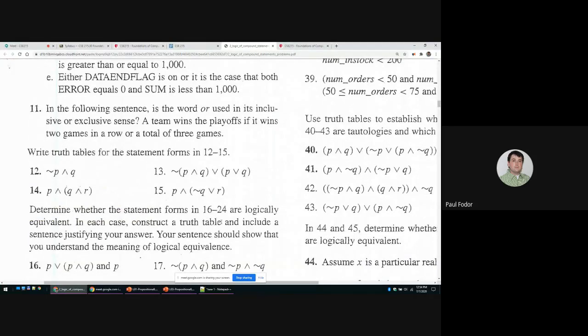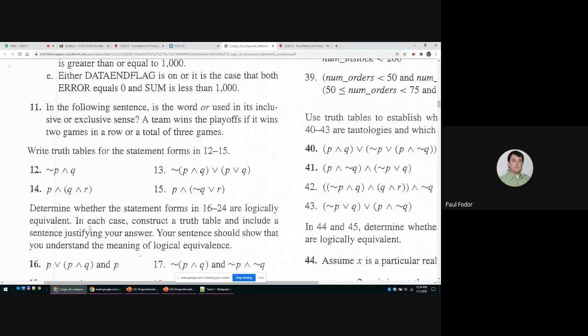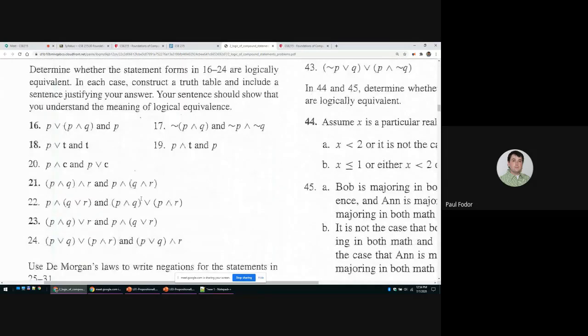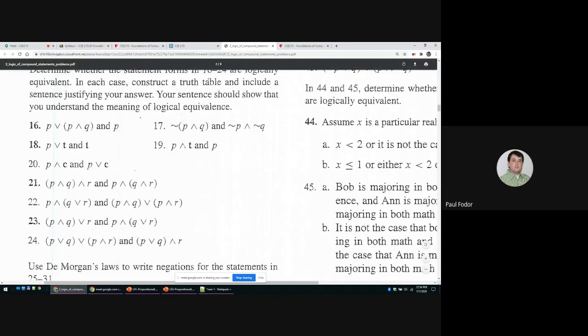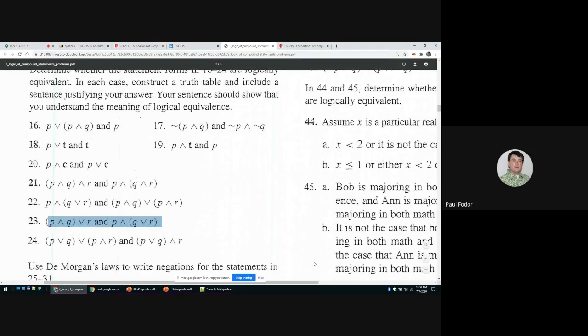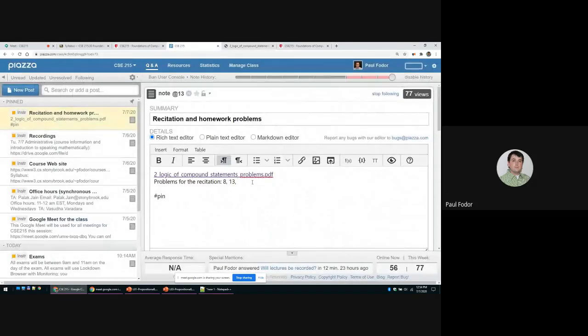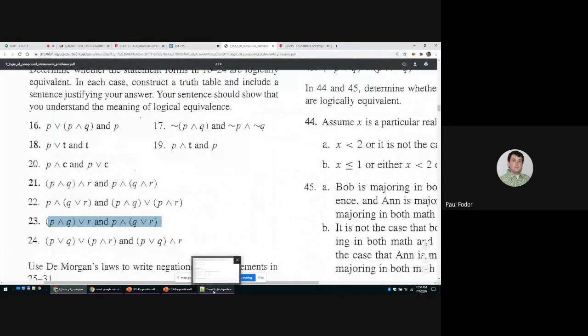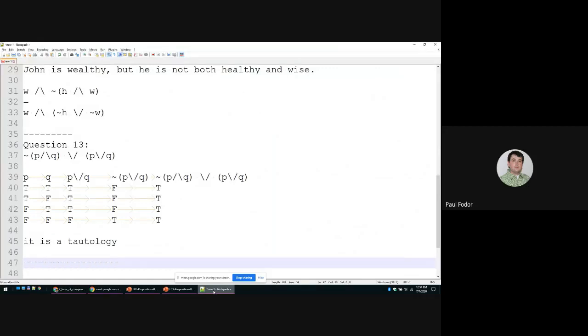Next question: determine whether these statements are logically equivalent. So let's say that we want to solve, which problem would you like me to solve, constructing a truth table that is a logical equivalence? Does anyone have a preference? If not, let's choose a random one, 23. P and Q or R, and P and Q or R. So we want to see if these are logically equivalent. So let's put the question here. We have question number 23, and we want to solve it.